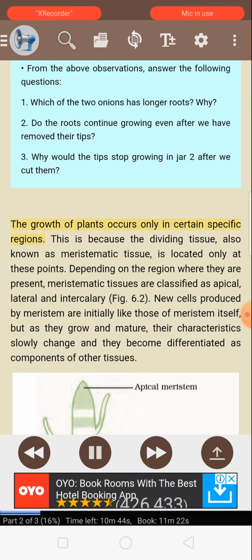The growth of plants occurs only in certain specific regions. This is because the dividing tissue, also known as meristematic tissue, is located only at these points. Depending on the region where they are present, meristematic tissues are classified as apical, lateral, and intercalary, figure 6.2. New cells produced by meristem are initially like those of meristem itself, but as they grow and mature, the characteristics slowly change and they become differentiated as components of other tissues.